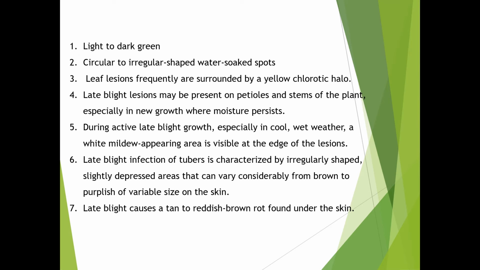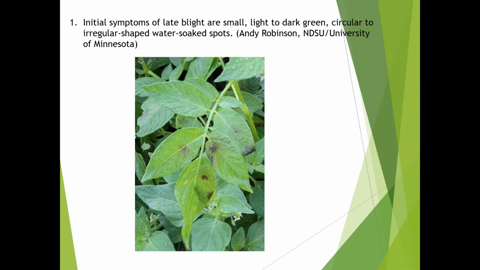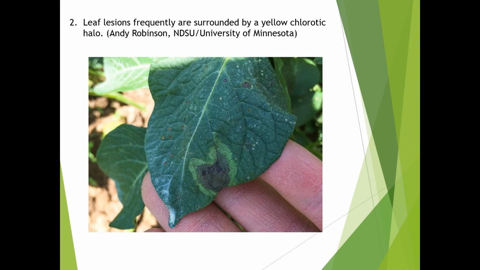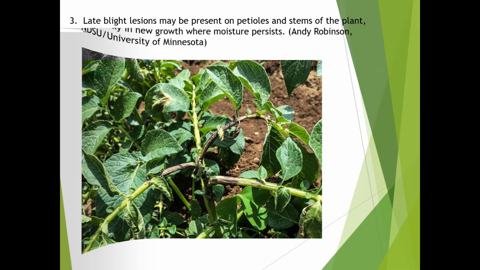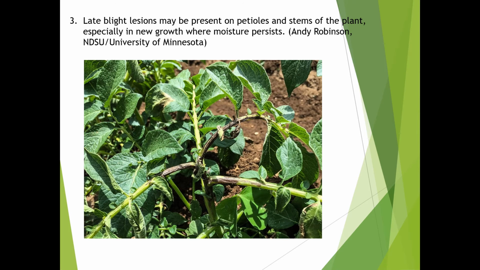So the next slide is showing pictures as examples. The initial symptoms of late blight are small, light to dark green, circular to irregular shaped water-soaked spots. This is the picture. The next is the leaf lesions frequently surrounded by a yellow chlorotic halo. The third picture shows that late blight lesions may be present on petioles and stems of the plant, especially in new growth where moisture persists.